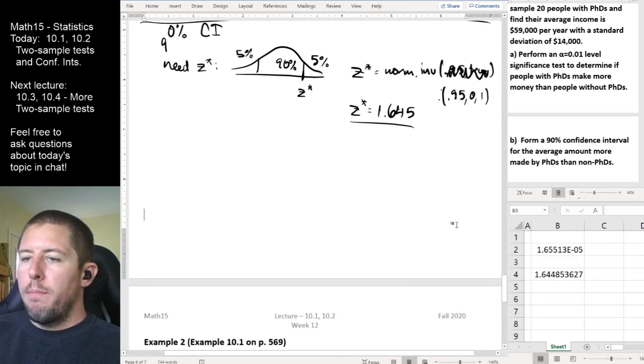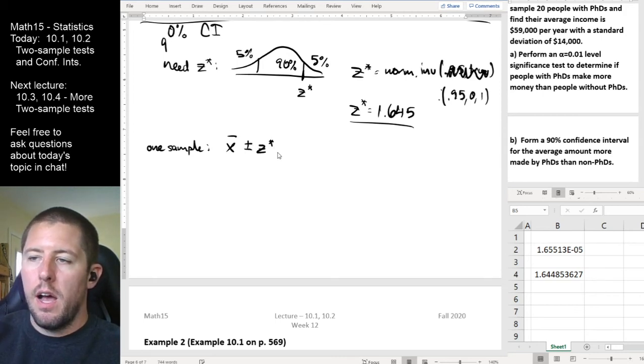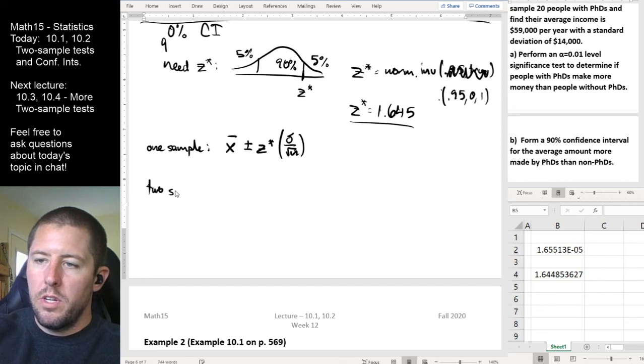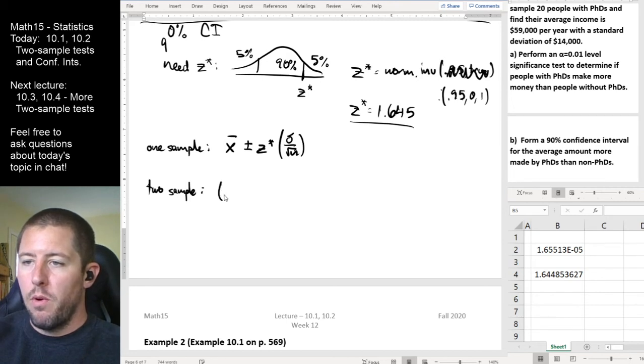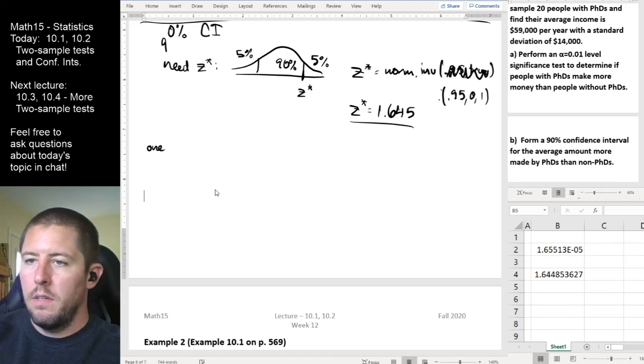So what we saw before in our one sample case was we saw our point estimate was x bar plus or minus our confidence level z star times our standard error. Now in our 2 sample case, we're just going to upgrade this to reflect the same things that we just saw in our test statistic computation from before.